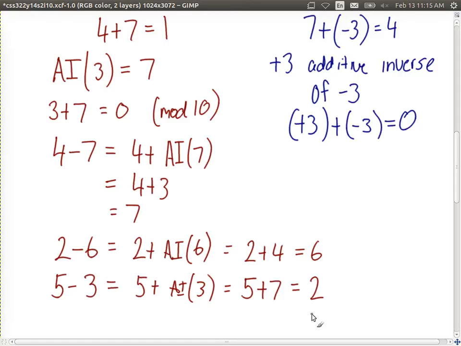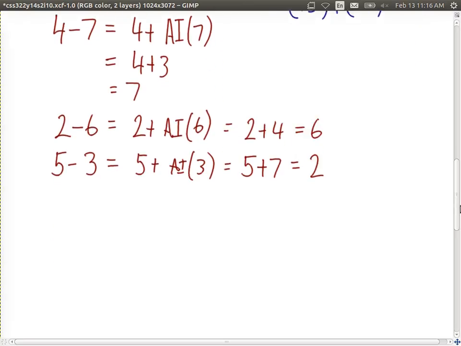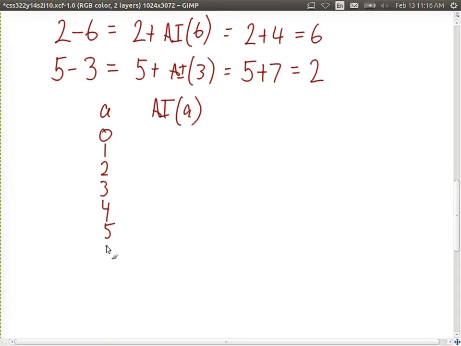Does every integer have an additive inverse? Let's try. Remember, we're still in Z10, that is the values from 0 to 9. Find the additive inverses: the number we add to A such that when we mod by 10, we get 0. The inverse of 0? 0. 0 plus 0, mod 10 is 0.